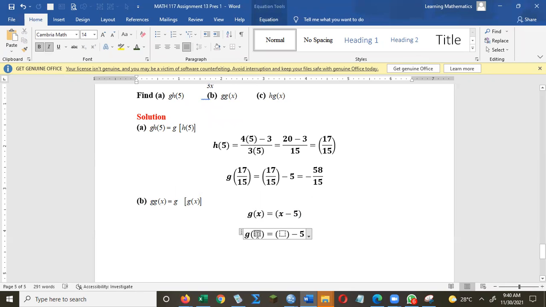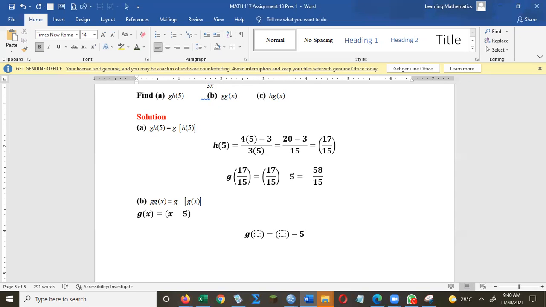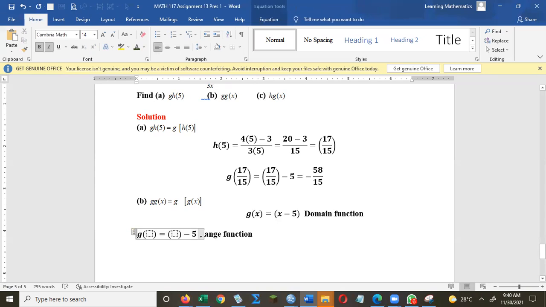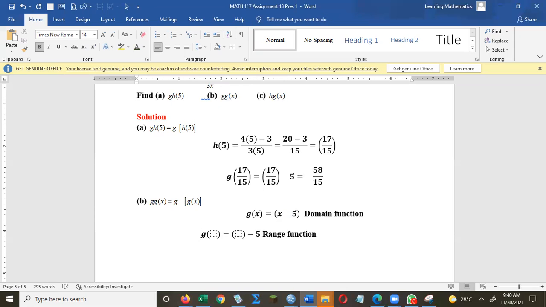What comes here? Anybody? What should I put inside there? This is the domain function, x minus 5. And it so happens that the range function is the same x minus 5. But in that step, we're not supposed to see any x. You're supposed to see brackets. Please bear that in mind. What comes in this bracket? We put in g into itself. What should I put there?